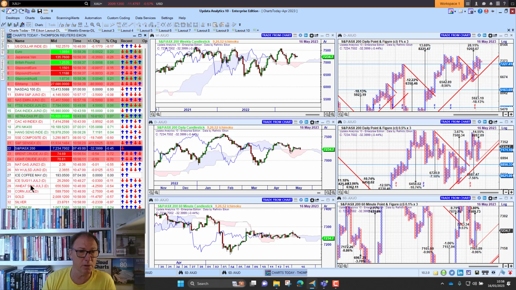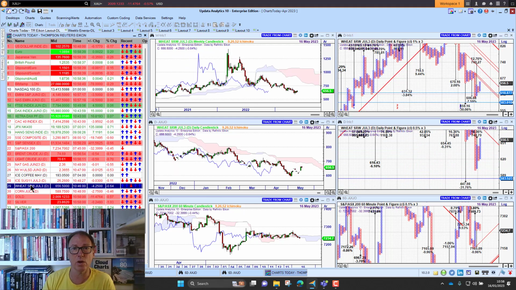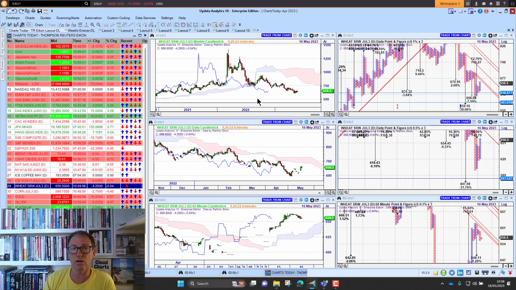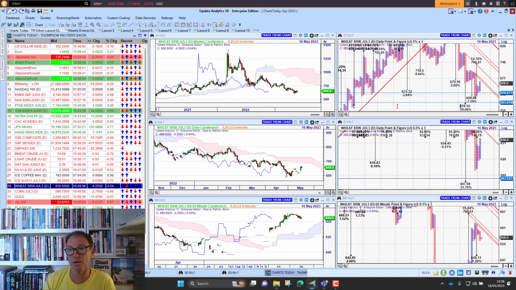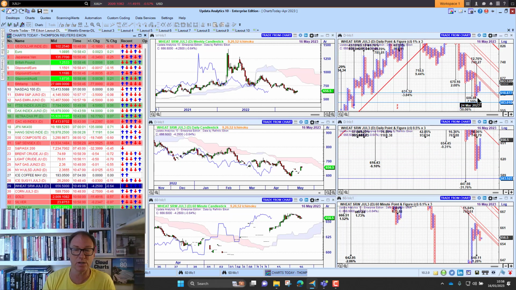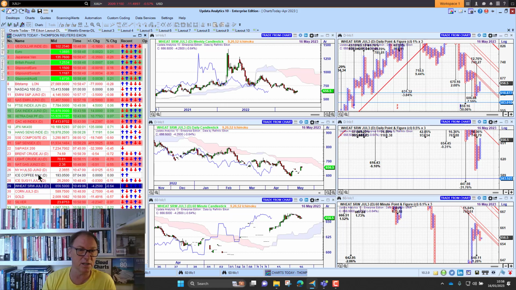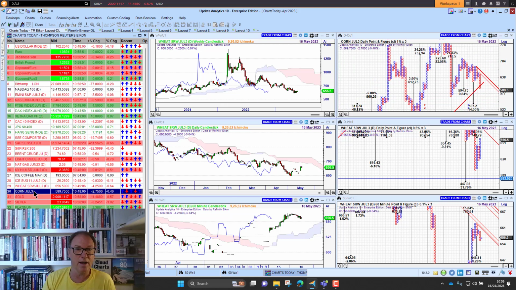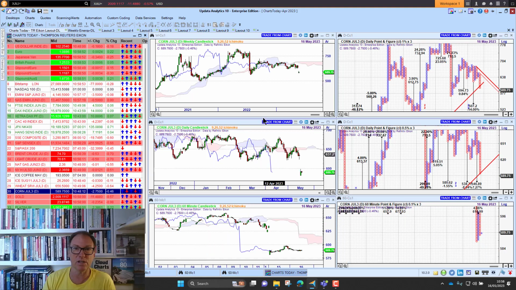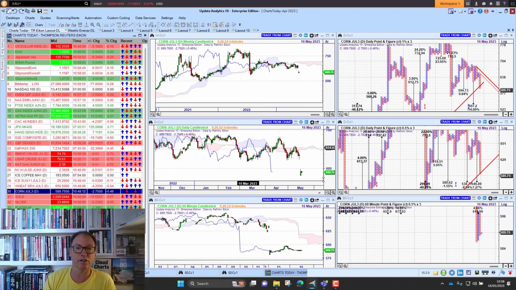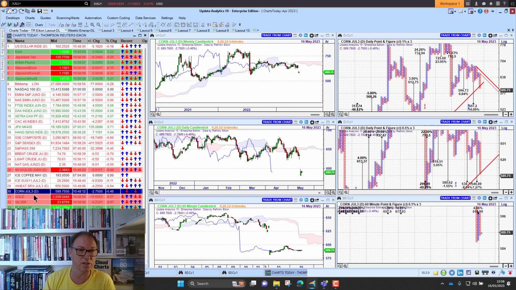Looking at some of the soft commodities, we've got wheat down 0.2%. That's looking bearish on the medium and long-term charts, below the cloud. Even though we have reactive targets off the bottom, we are in downtrends there. And if we look at corn, we're down 0.5% here as well. So that's quite good news for inflation, just seeing some of these soft commodities falling away.